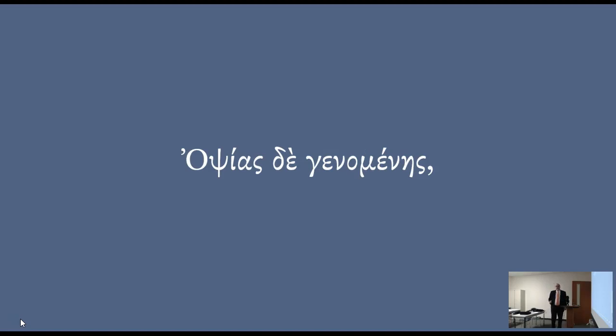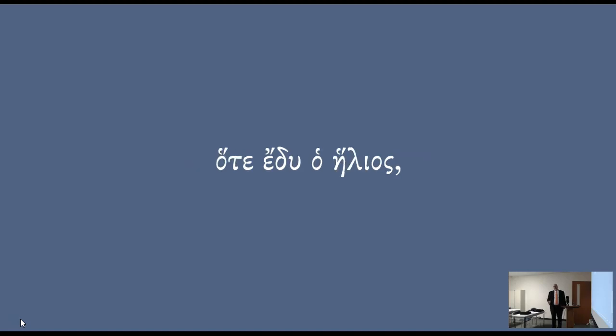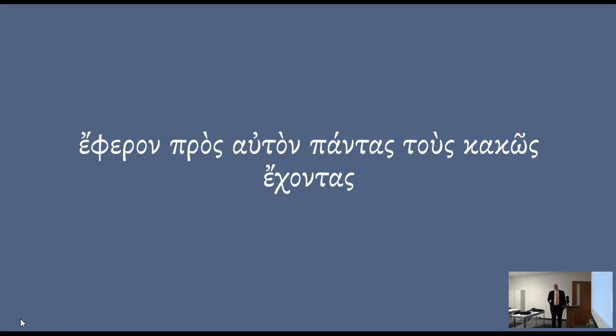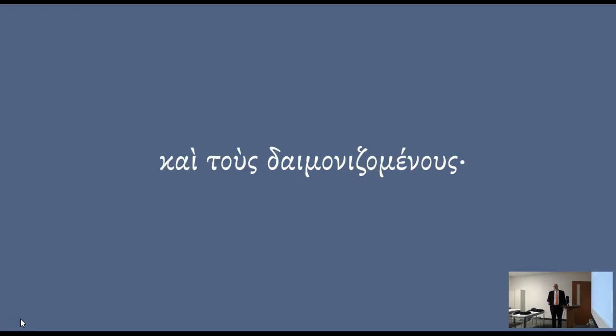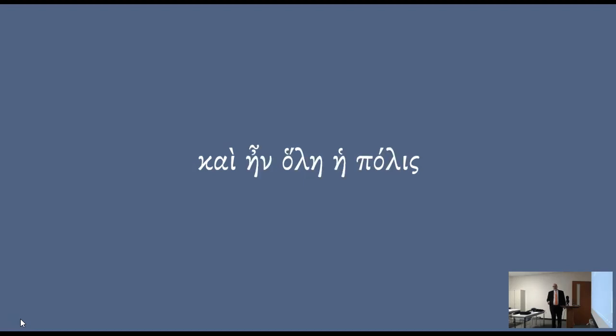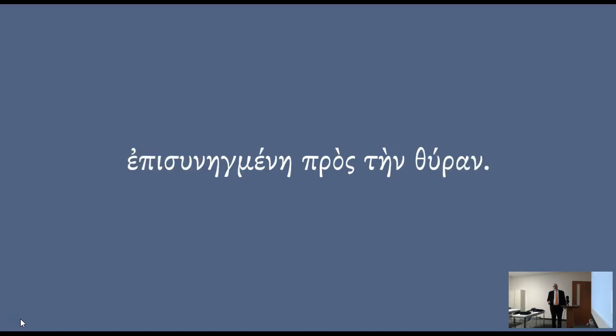Genitive noun, genitive participle, doesn't make sense? Genitive absolute. When evening came about, whenever the sun was setting, they were carrying to him all those holding badly, all those who were sick, and the ones being demonized. And the whole city was gathered together. We get synagogue from this word. Gathered together at the door.